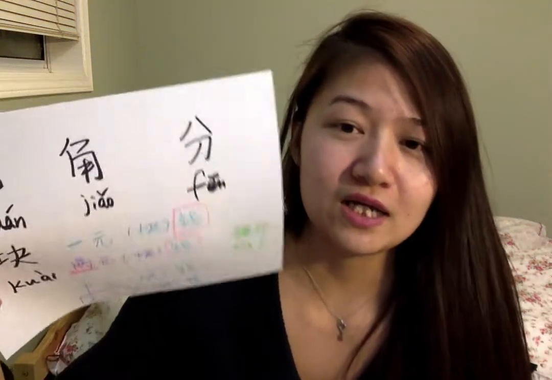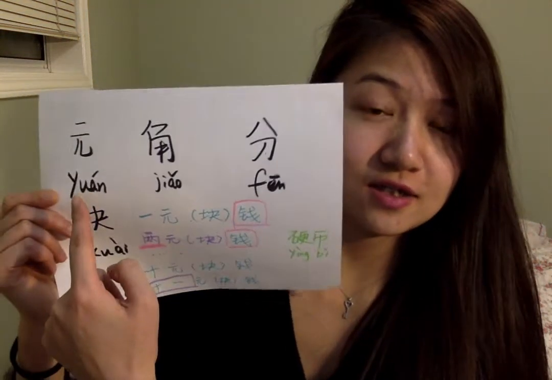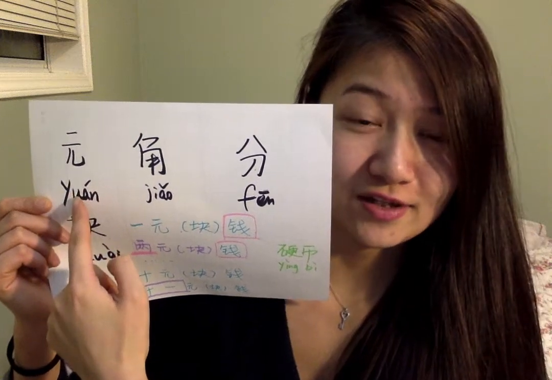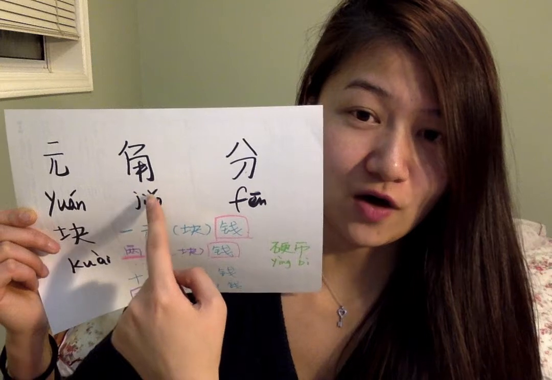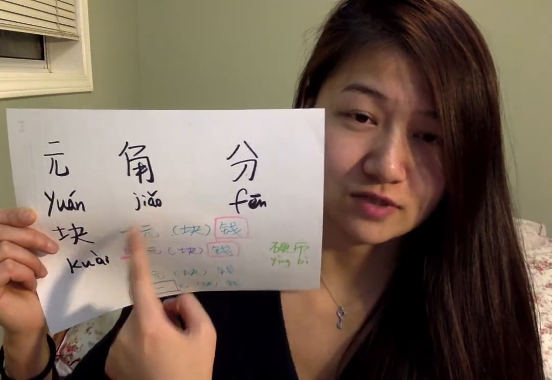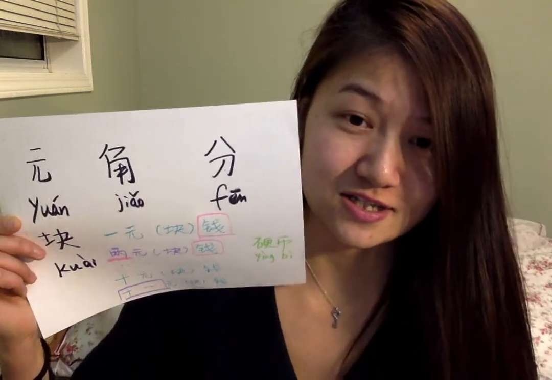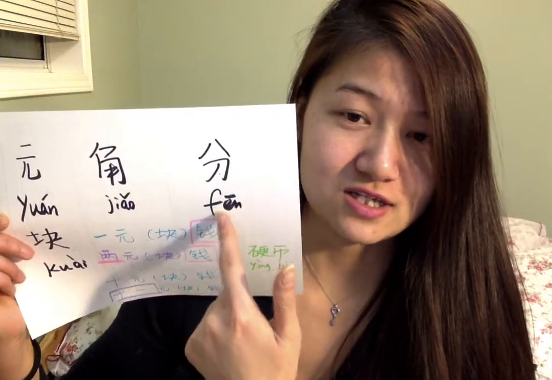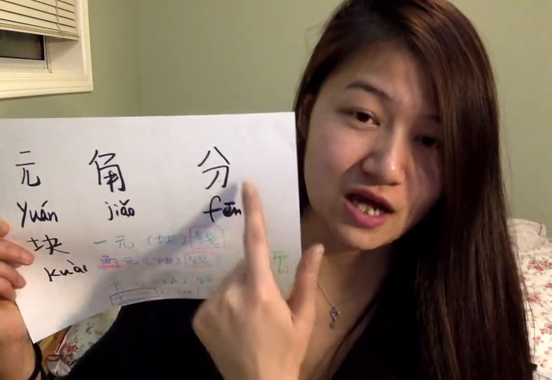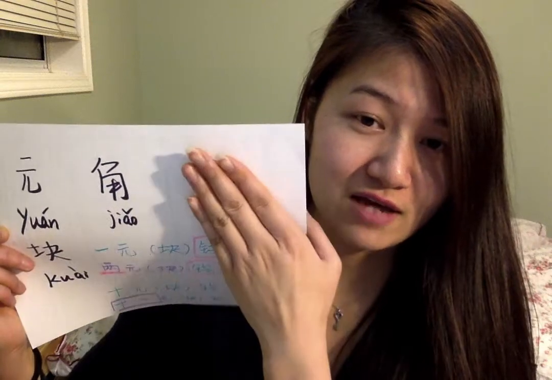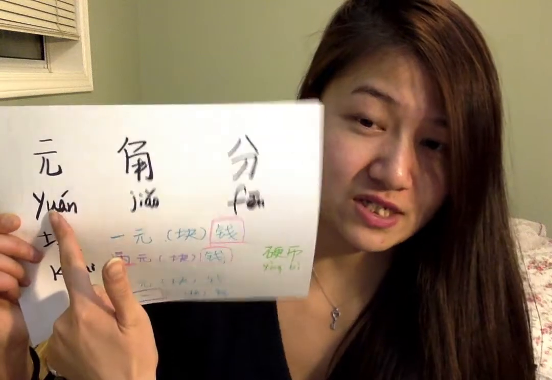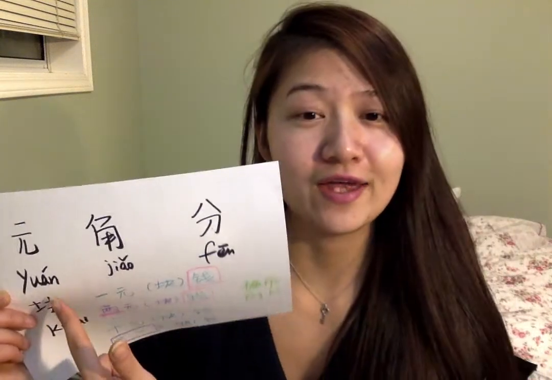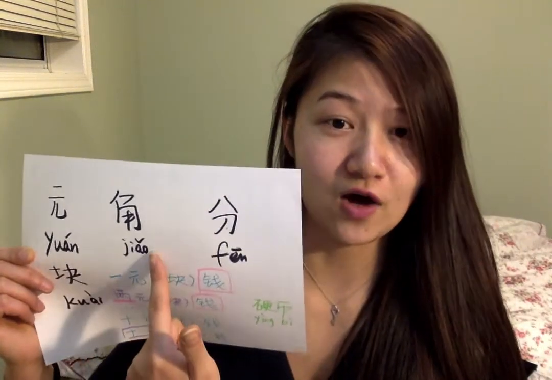Okay, so for money we use different units here. This is yuan, like the dollar. And 角, in English it's like cents. And 分 is smaller than 角, but now we don't have 分. We just have yuan and 角. Okay, make sense? Repeat. Yuan, 角.